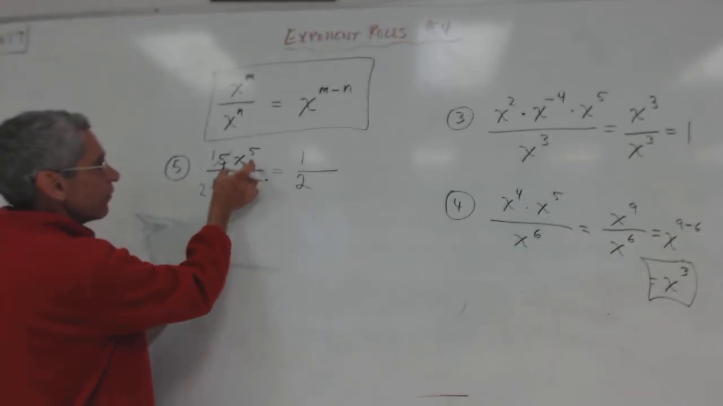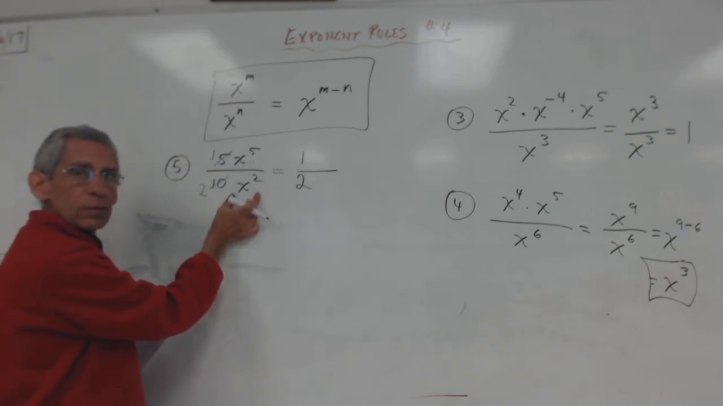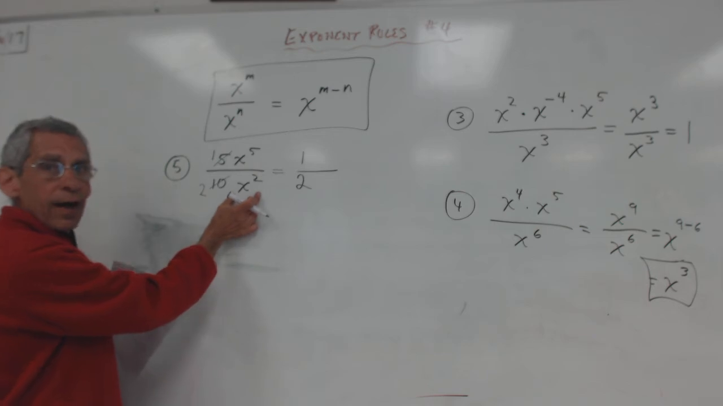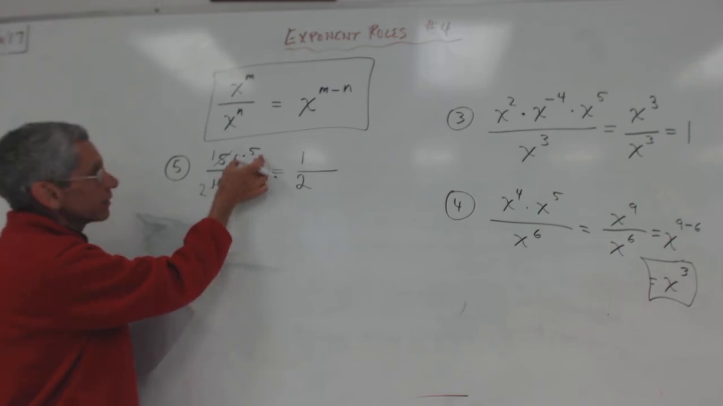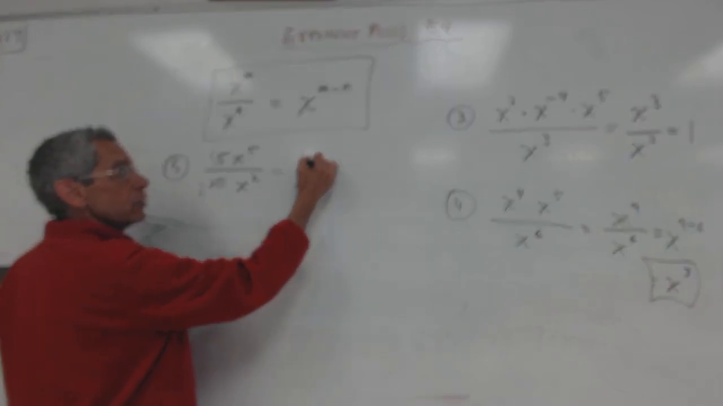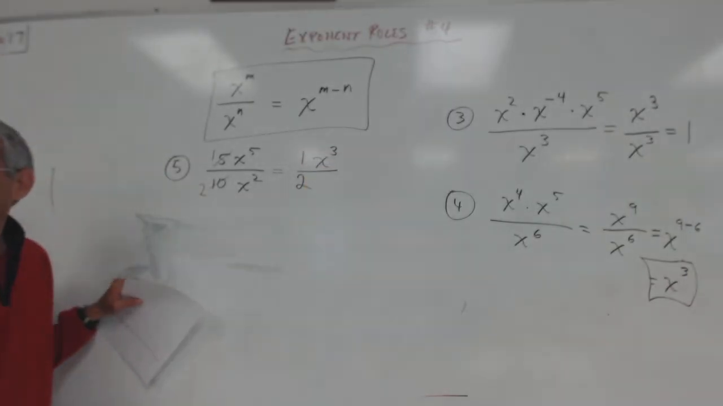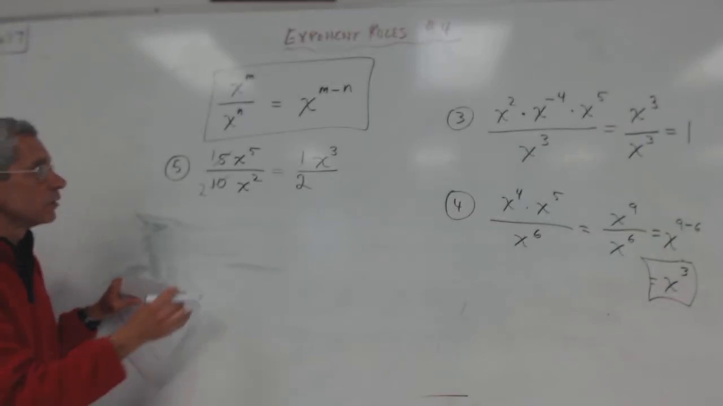I have x to the 5 over x to the 2. The way I think of it, it's 5 minus 2 is 3, right? That x to the 3 is going to go upstairs. Okay? You with me? It's going to go upstairs.